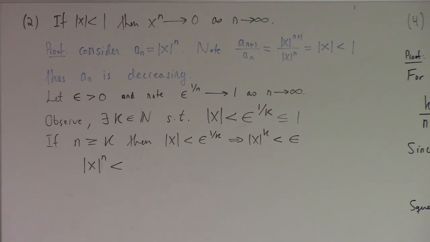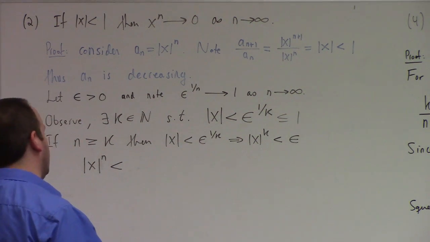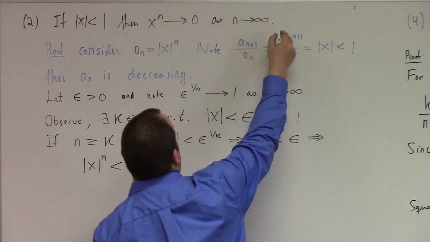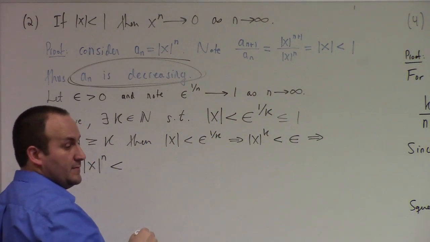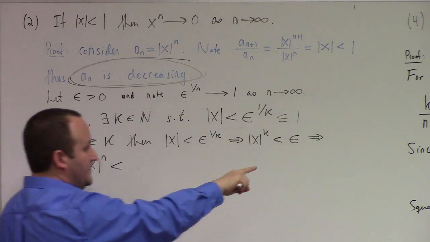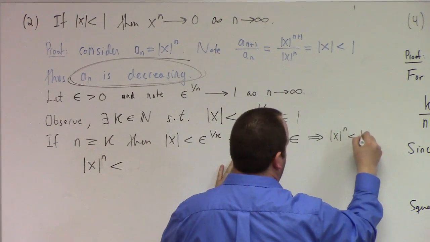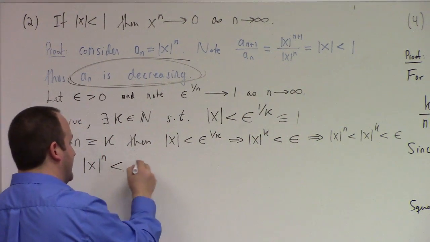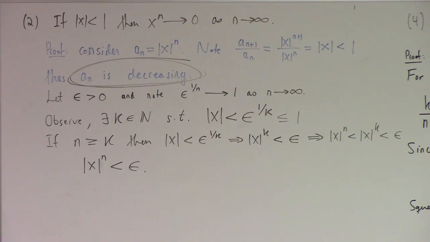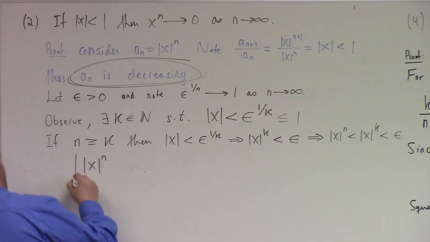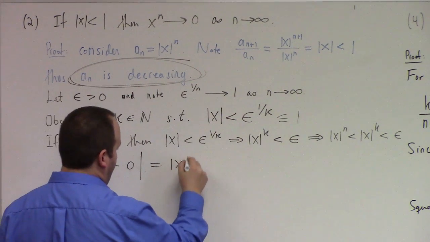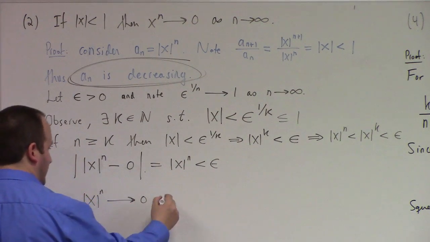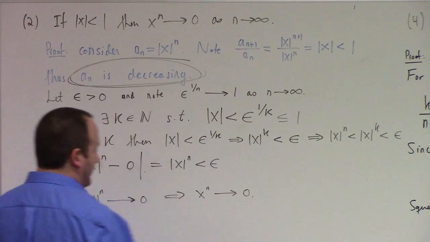But what's this imply? One more step. Remember, up here? Decreasing, right? So if n is beyond k, it's also true that x to the n is less than x to the k. Therefore, by transitivity of inequality, we get that the absolute value of x to the n is less than epsilon. And that proves that the limit goes to 0. To be more precise, this is the absolute value of this minus 0. So therefore, the absolute value of x to the n goes to 0. And that implies that x to the n goes to 0, since x is positive.